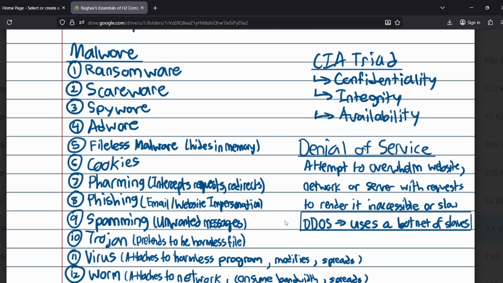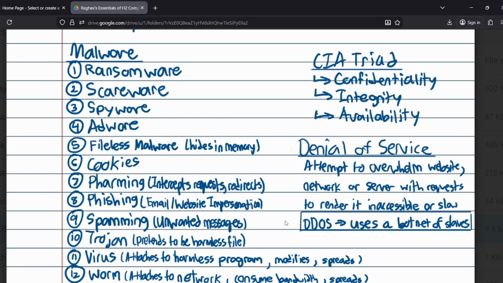Then spamming, we're all familiar. We grew up in primary schools. We all know what spamming is. Then Trojan horses. Trojan horses are very misunderstood, I would say. They're not files that sneak into your computer and then just overthrow everything. They pretend to be harmless files. That's the only important thing you need to know about Trojan horses.